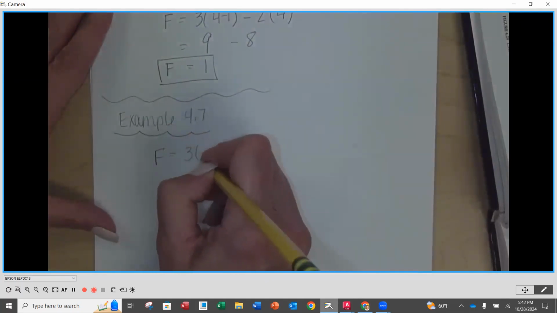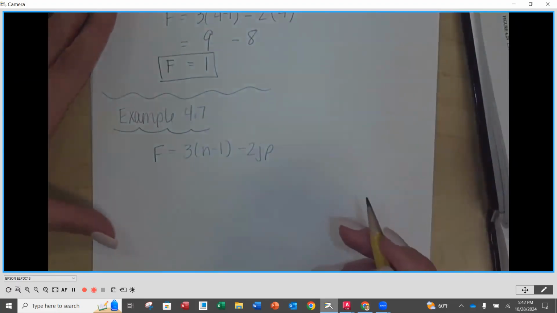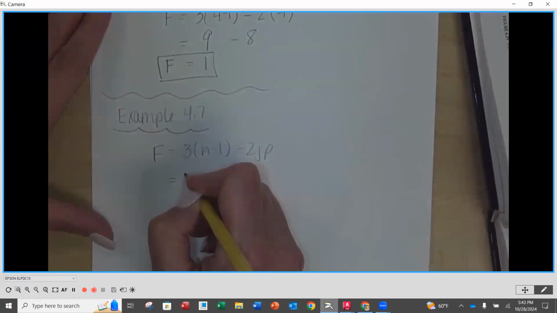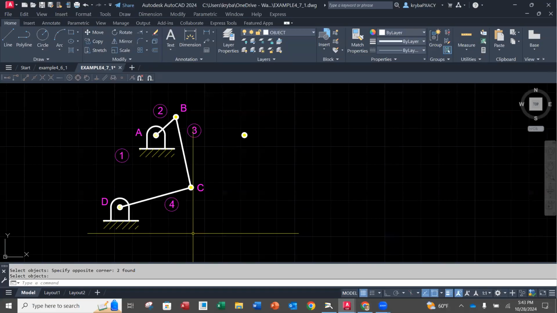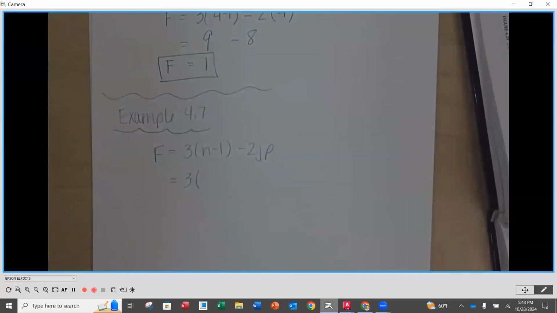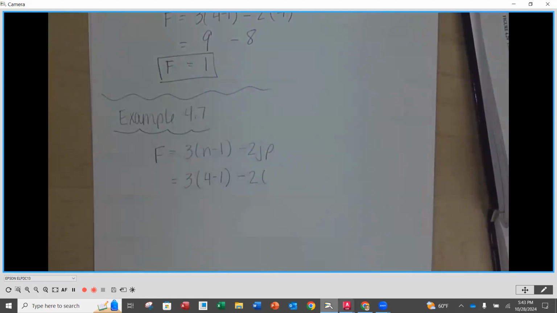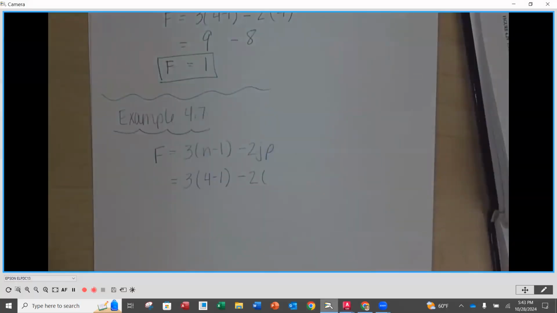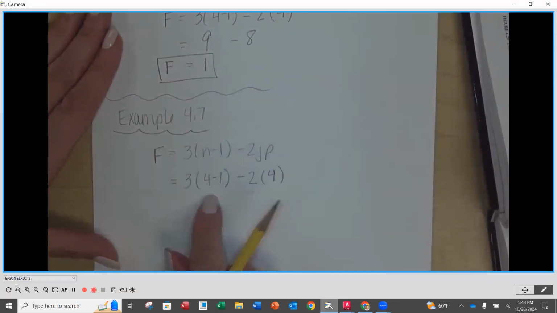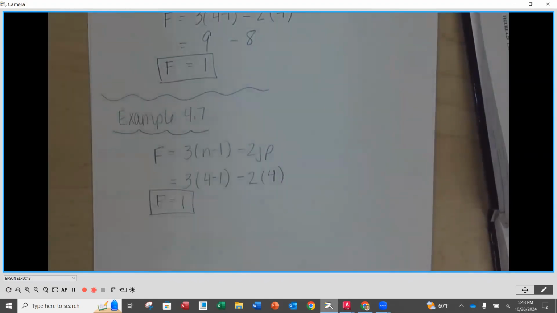So F is equal to 3 times N minus 1 minus 2 JP. Remember, we always want to write it in a variable form first. So this is going to be 3 times the number of links. As we look at our kinematic diagram, number 4 is our largest number. So it's going to be 4 minus 1 minus 2 times, and we have A through D, so that's also going to be 4. So we have our 9 minus 8. Our F is equal to 1.